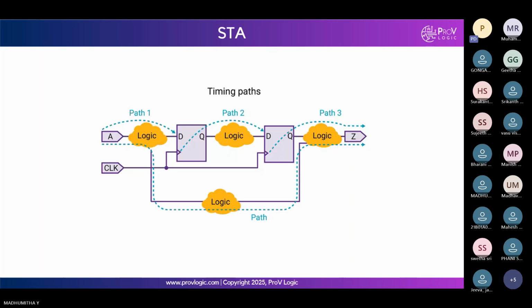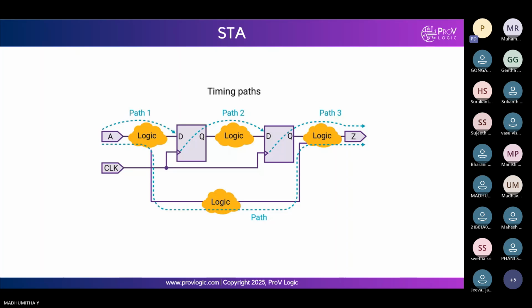So if the data requires 2 nanoseconds or 3 nanoseconds to transfer from the first flip-flop to the second flip-flop, we will call it a multi-cycle path. So the question is how STA can be done for multi-cycle paths. If we are going to use multi-cycle paths in our design, we will mention in the script that these paths are going to be multi-cycle paths.